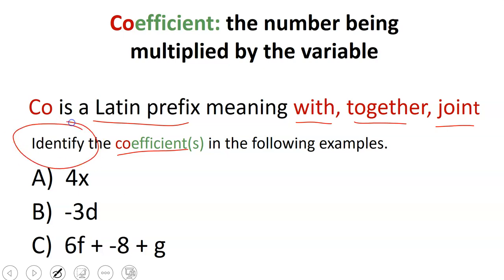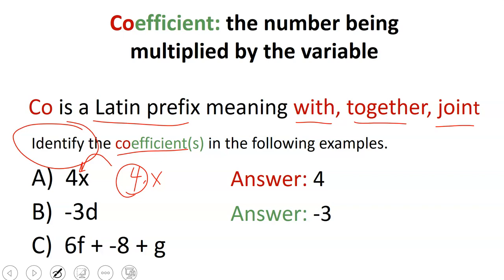So let's identify the coefficients in these examples. 4 is the coefficient here because the 4 is being multiplied by x. When you don't see an operation in between, that means multiplication. So 4 is the coefficient. It is the number that is with the variable, joined to the variable. All right, in the next example, the coefficient is -3 because the -3 is attached to the variable or being multiplied by the variable. And then part C, this one's a little bit tricky.